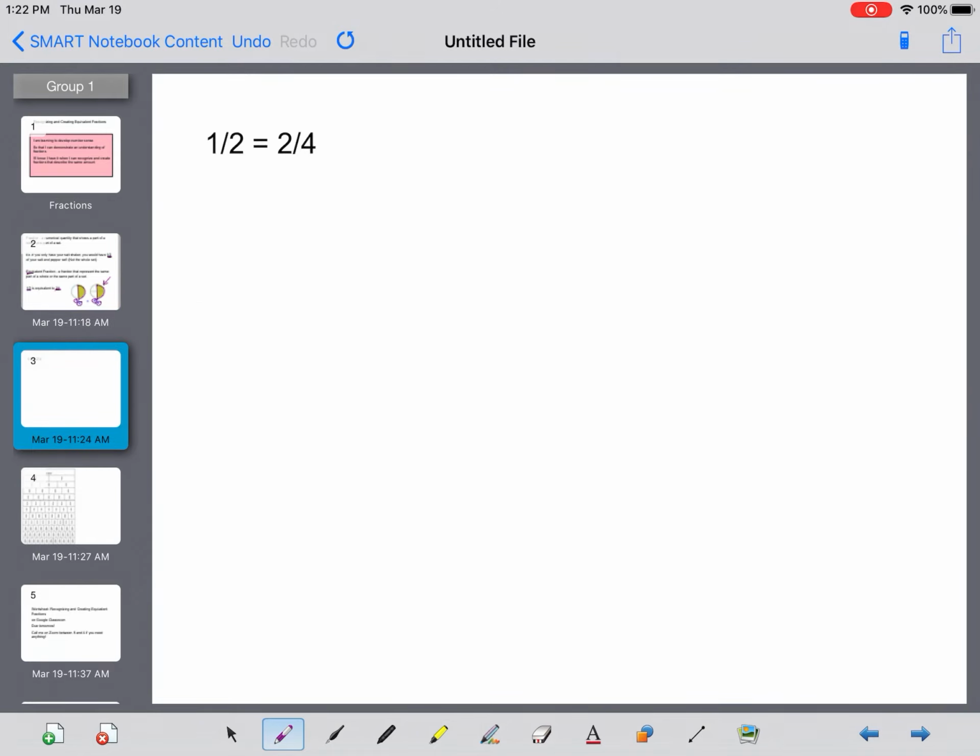Just chatting a little bit more about equivalent fractions. Let's compare 1/2 and 2/4. Those are some different ways to say those fractions, by the way. We can say 1/2, or we can say one half, and for 2/4, we can also say two fourths.